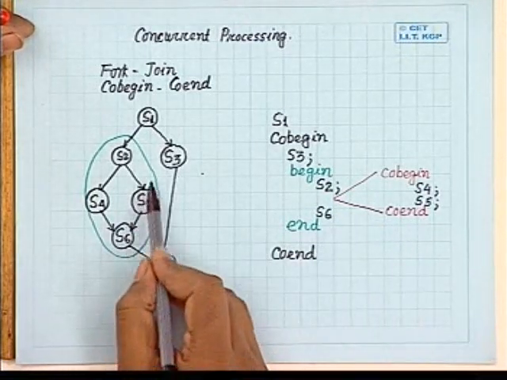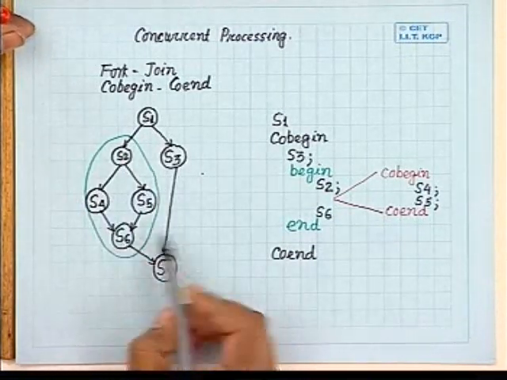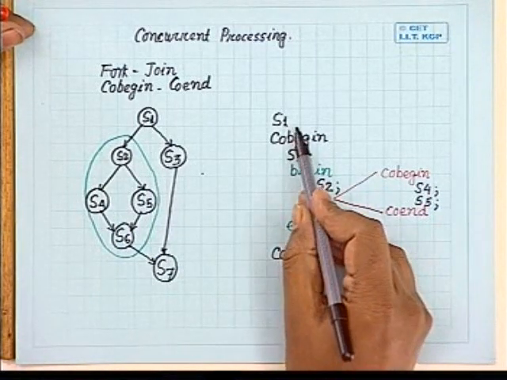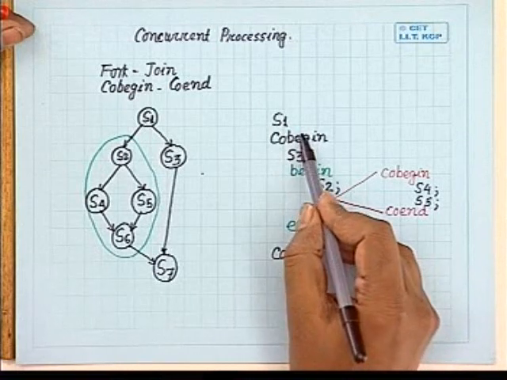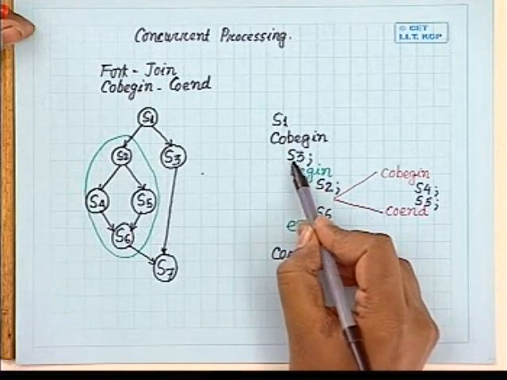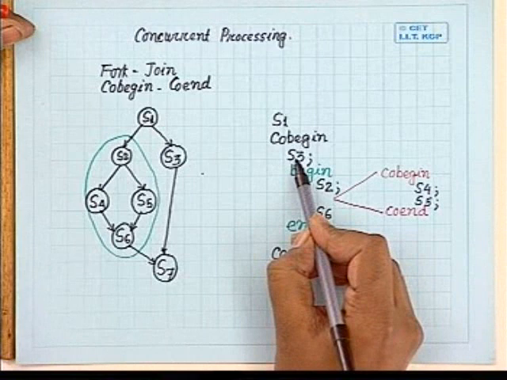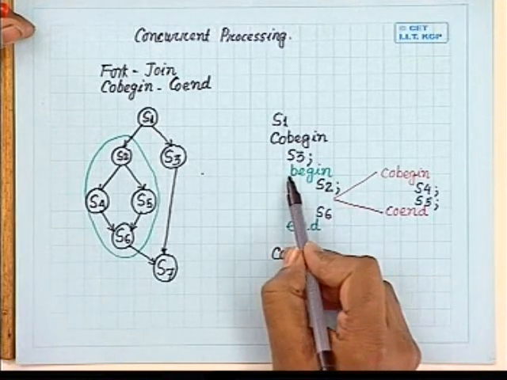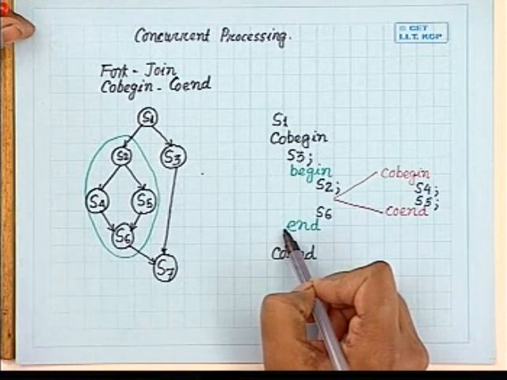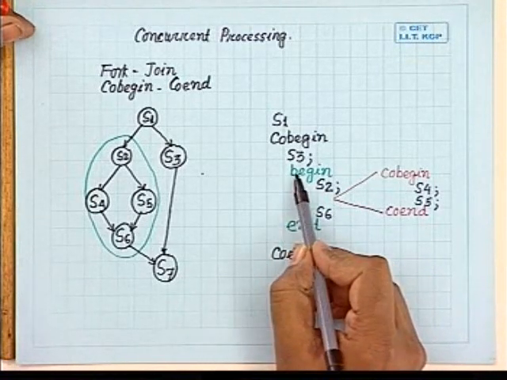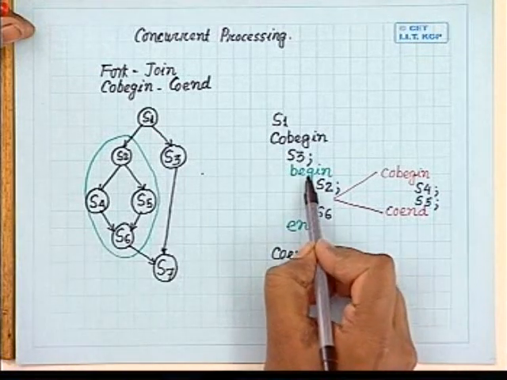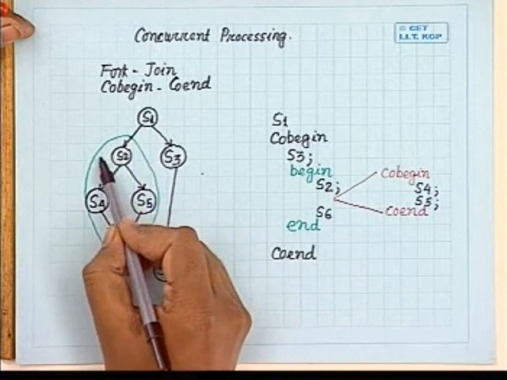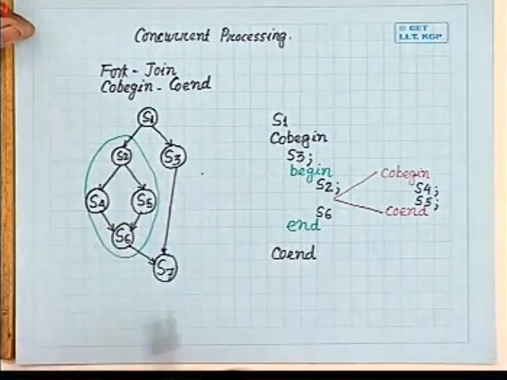So you find how we have translated this precedence graph into a program like this. First, we execute S1 by a single process. After completion of S1, we create two processes. One process will execute S3, and the other process will execute the statements within the begin-end structure. The process executing this part of the code is responsible for this part of the precedence graph.